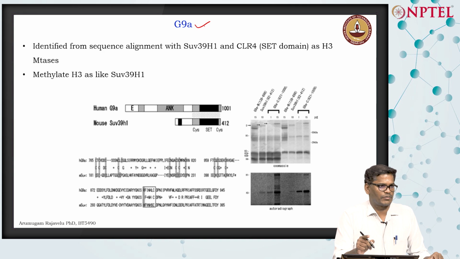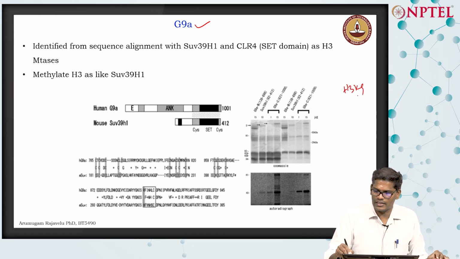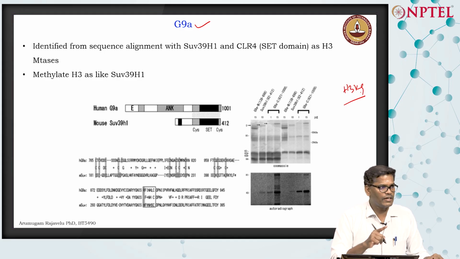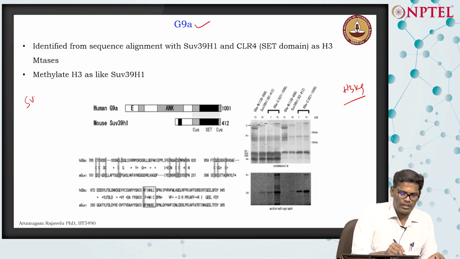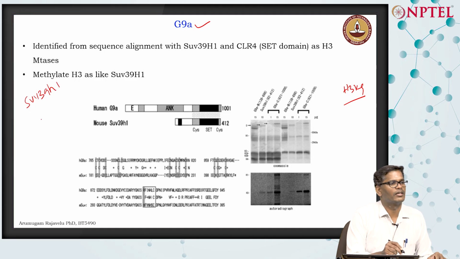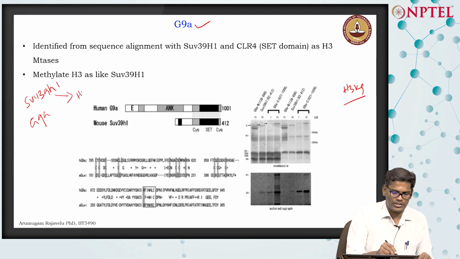Right. The first enzyme I highlighted is SUV and the second is G9A. These are two enzymes I am going to highlight in connection with histone 3 lysine 9. But the key difference you have to keep in mind: SUV39H1 is the enzyme that introduces trimethylation, histone 3 lysine 9 Me3.